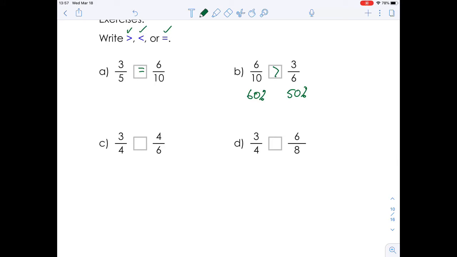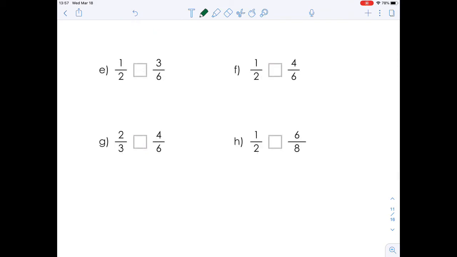For C, I can see that 3/4 is greater than 4/6. And for D, the two are equal. Okay, 4 more for you to try here. So go ahead and try these 4, pause the video, and come back when you're ready. So 1/2 and 3/6 are equal. For F, 1/2 is less than 4/6. For G, they are equal. And for H, 1/2 is less than 6/8.